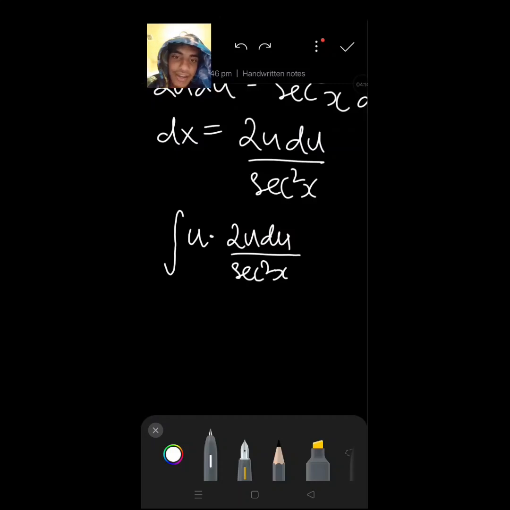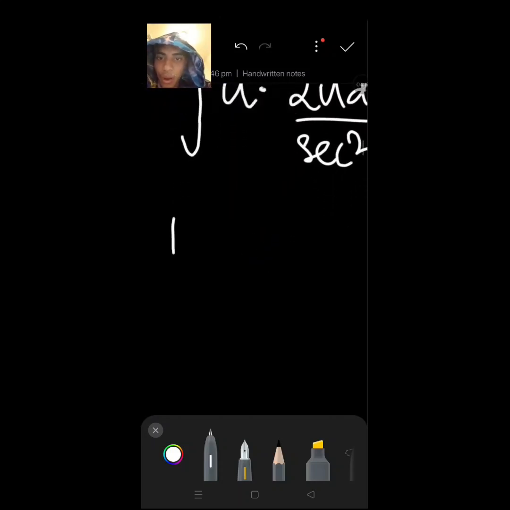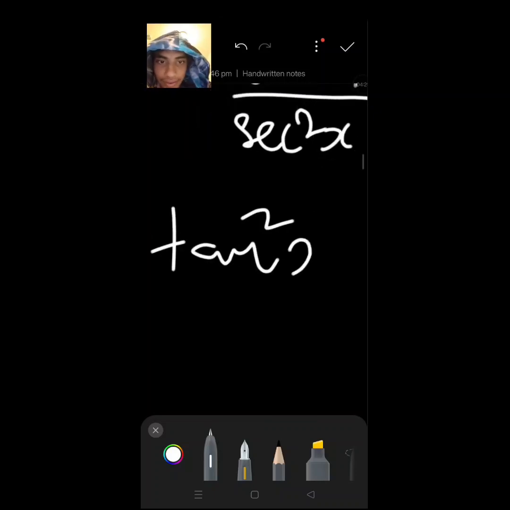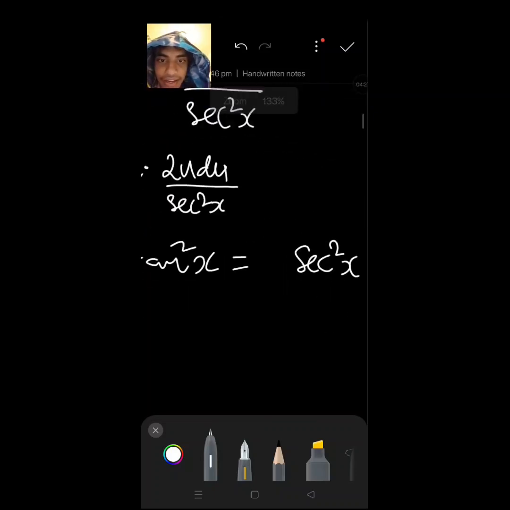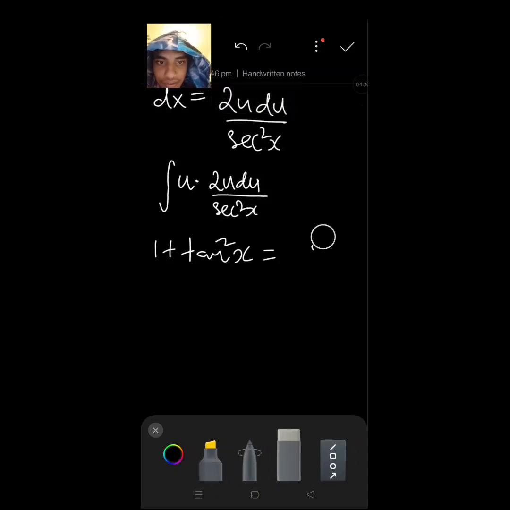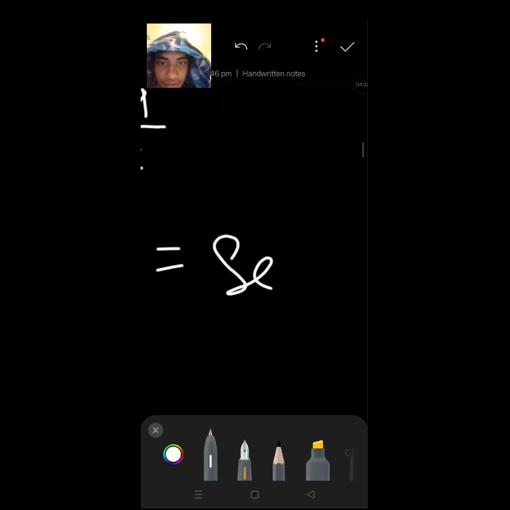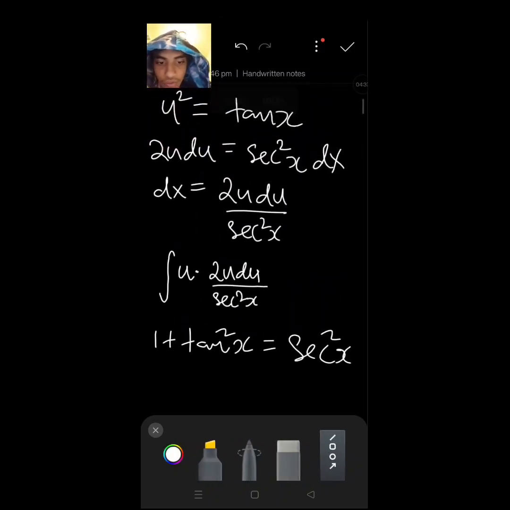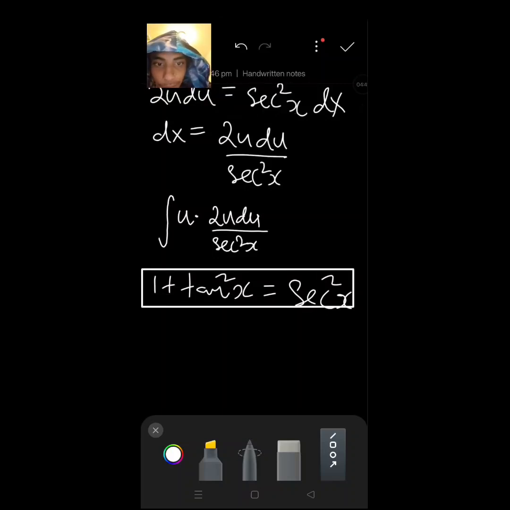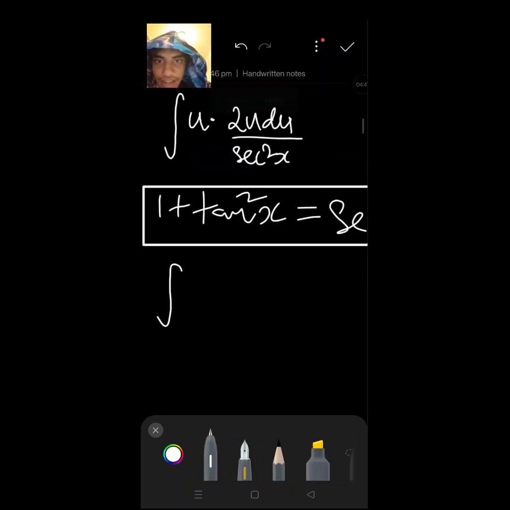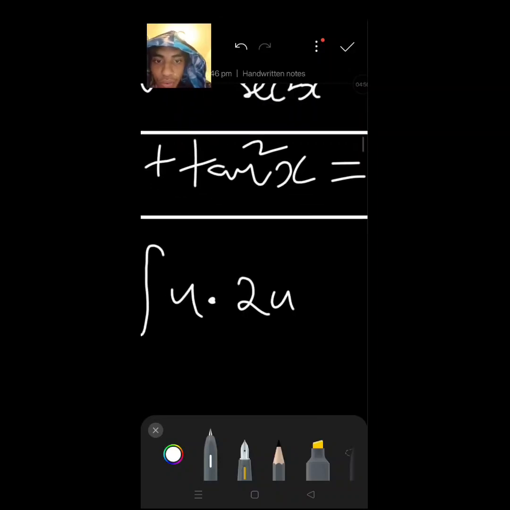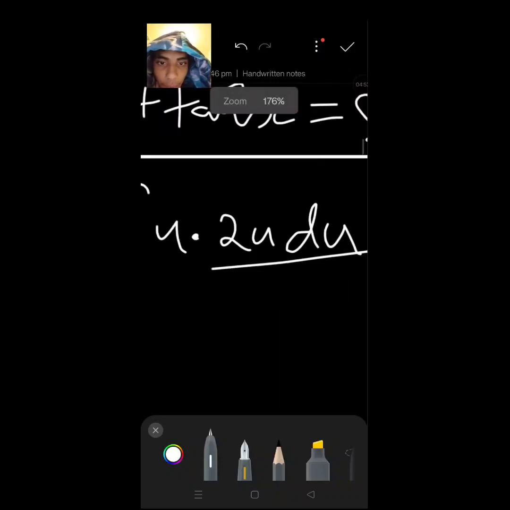Using a general identity, which I'm pretty sure everyone would know: 1 plus tangent square x is equal to secant square x. This is none other than the Pythagorean identity you would have learned in class 9 itself. Class 9, I think CBSE people in class 10. Secant square x is basically 1 plus tangent square x. This identity is very important for what we are going to be performing right here. So just pay attention. If I just substitute 1 plus tangent square x instead of secant square x, we get 2u du divided by 1 plus tangent square x.